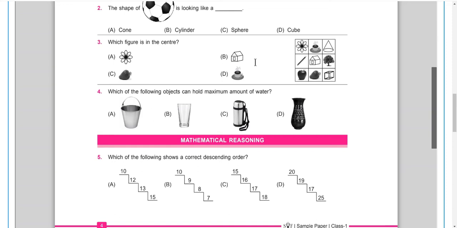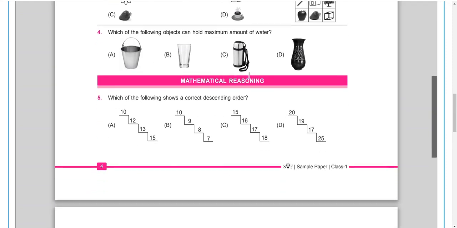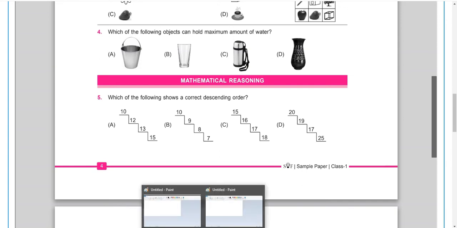So what you need to do is just read the question carefully and use the logic and you will reach the correct answer. That's nice. So next, fifth question. Which of the following shows a correct descending order? As I have told you, do you know what is descending order and what is ascending order, Dharya? I think I have already taught you this. So to solve this question, first of all, you should know what is descending order and what is ascending order.